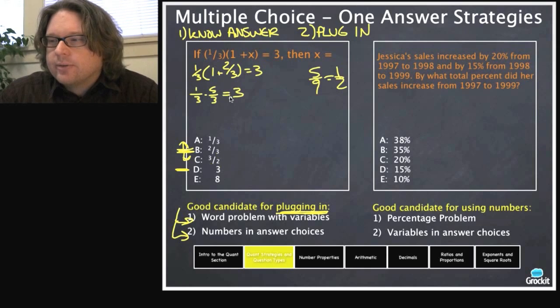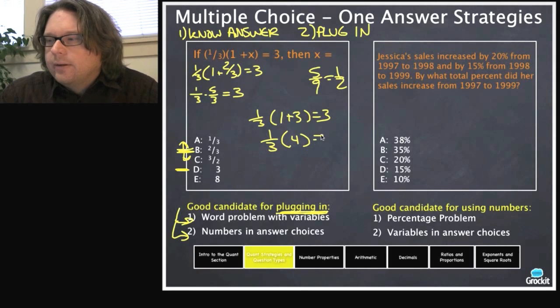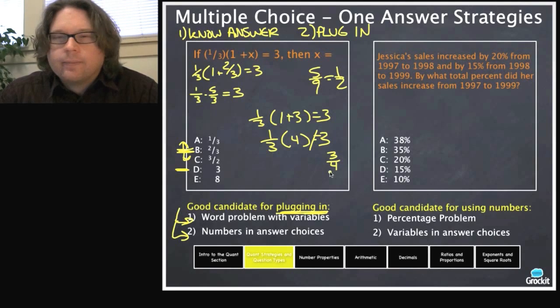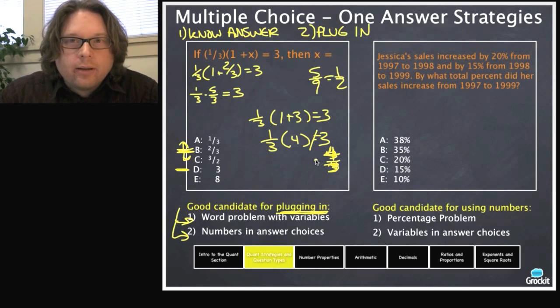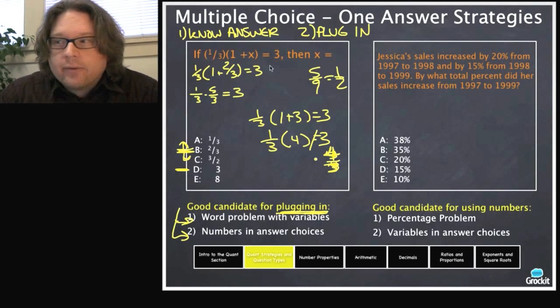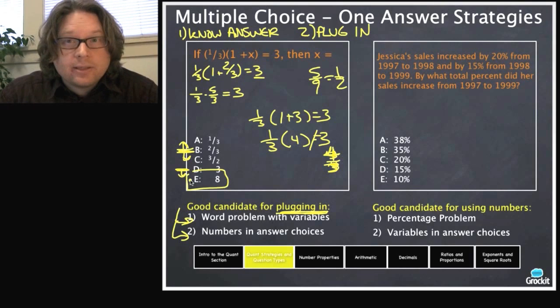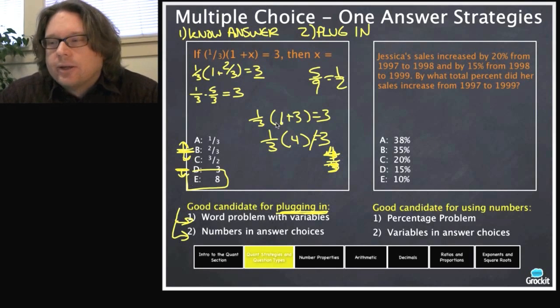Just to show you the rest, we tried D here, so 1/3 of 1 plus 3 equals 3. So 1/3 of 4 equals 3. No, actually it does not equal 3, it equals, excuse me, 4/3. 4/3 is 1 1/3, which is still less than half of the number that we're after, which is 3, so we have to go still higher. It has to be E, but just for the sake of illustration, I'll show you how that would work.